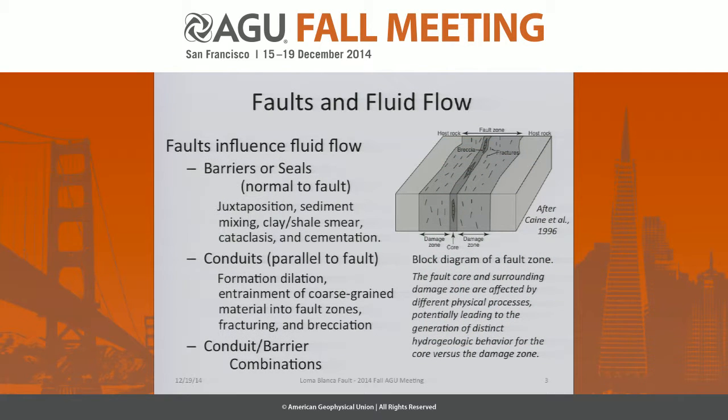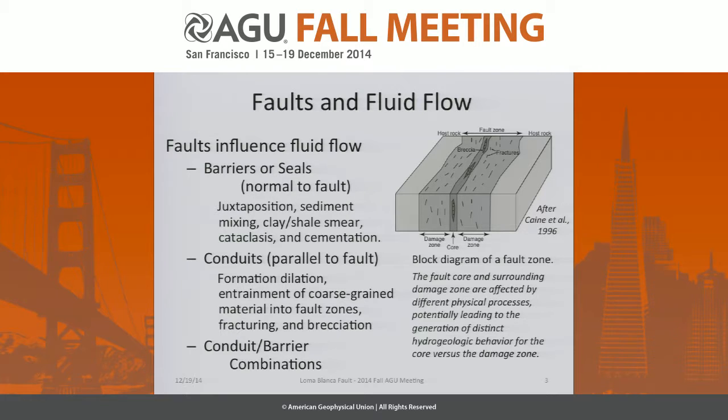Faults and fluid flow. Well, faults have basically two impacts on fluid flow. The first is as a barrier. The second is a conduit. Barrier for flow normal to the fault. Conduit for flow parallel to the fault, principally in the damage zone around the fault core.